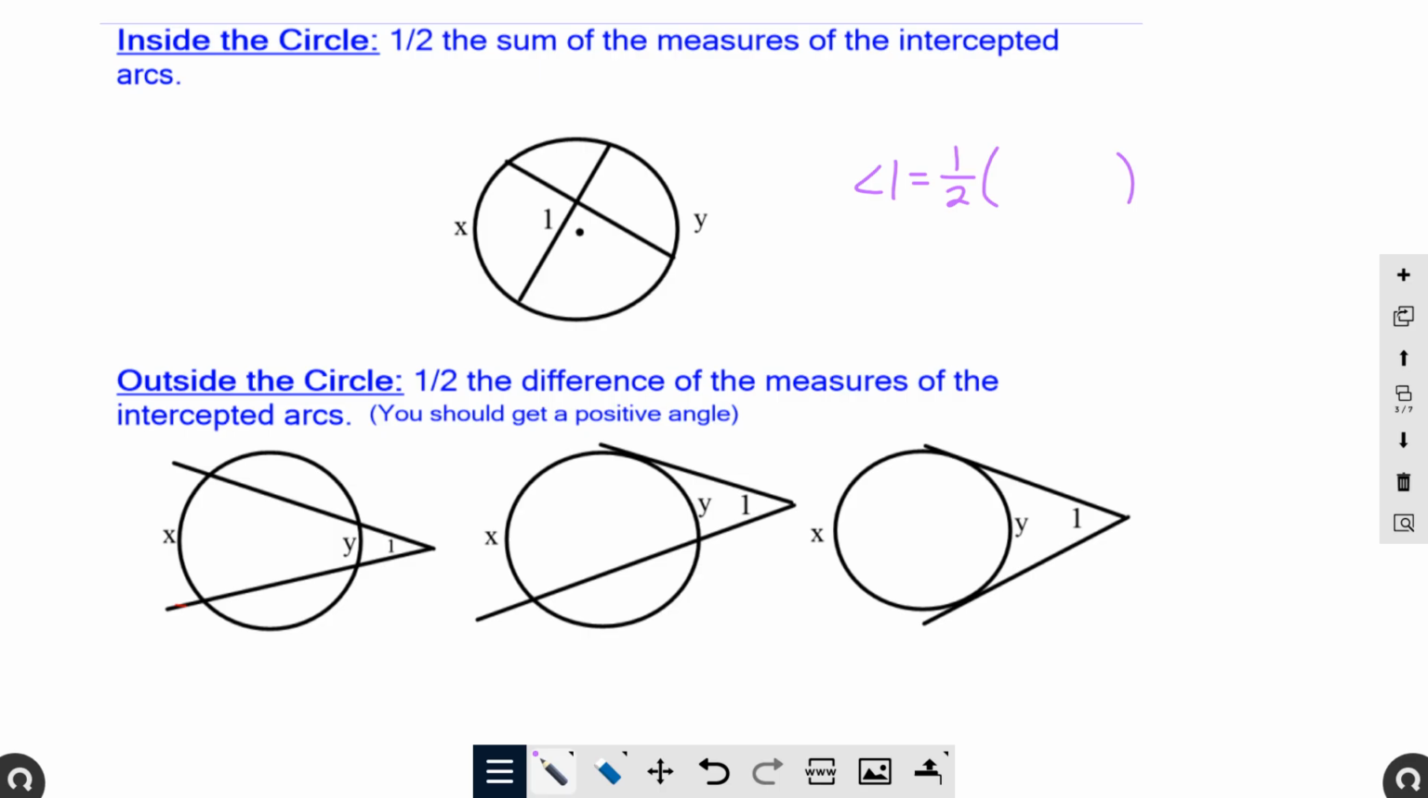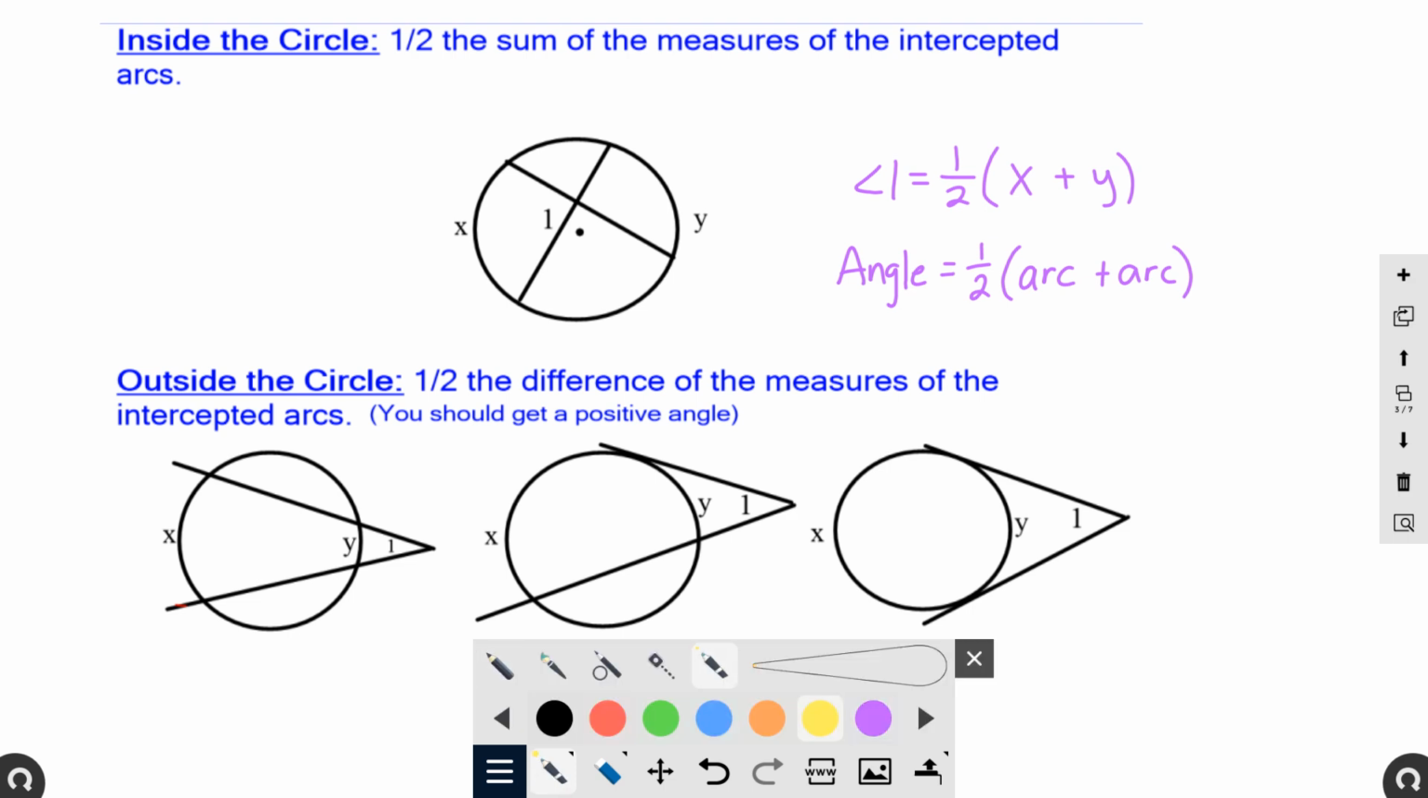What math operation is sum? Addition. We're going to add our arcs together. So the angle equals 1/2 arc plus arc. You add the two arcs up and it makes the angle. And the reason is dealing with vertical angles that we talked about the other day.